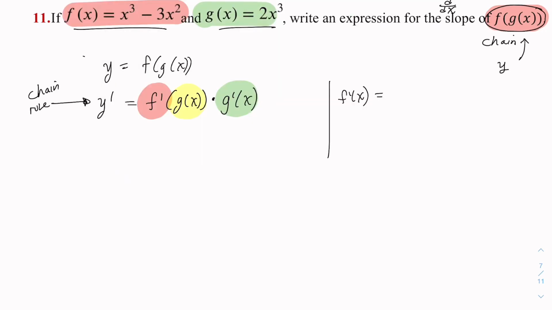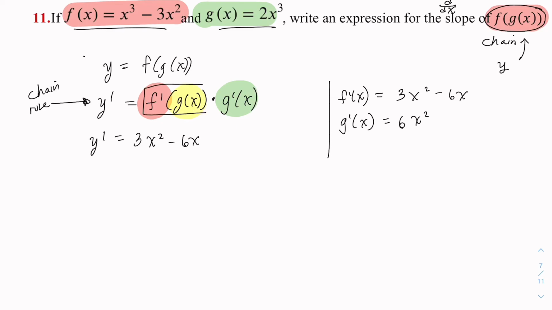So let's do it. f prime of x is 3x squared minus 6x. And then g prime of x will be 6x squared. So we can now plug in. So f prime of x will be 3x squared minus 6x. But notice that we want f prime of g of x. So we should replace our x's here with our g function.